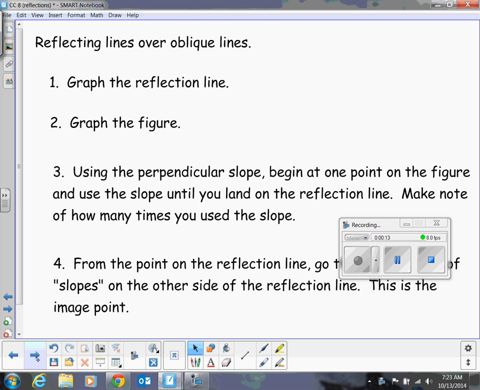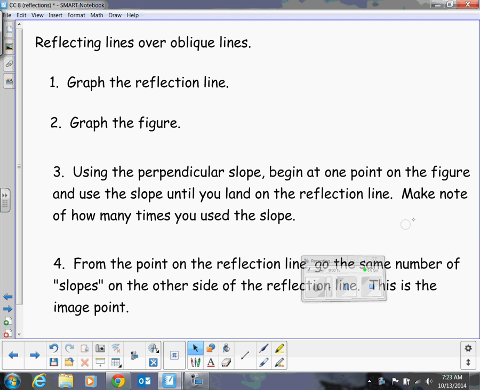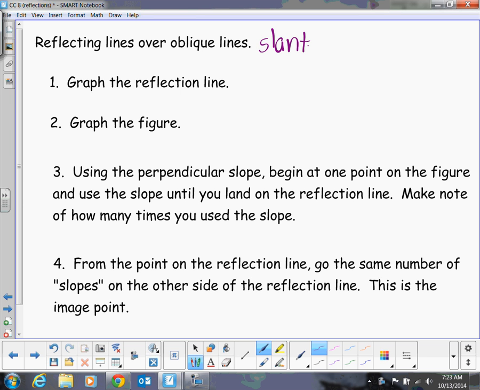All right, so this is what we're going to do today. We're going to reflect figures over oblique lines. Oblique means slanted. When we have oblique lines, it's going to be something like y equals 2x plus 3. So I need you to copy these notes. You're going to graph the reflection line. You're going to graph the figure.